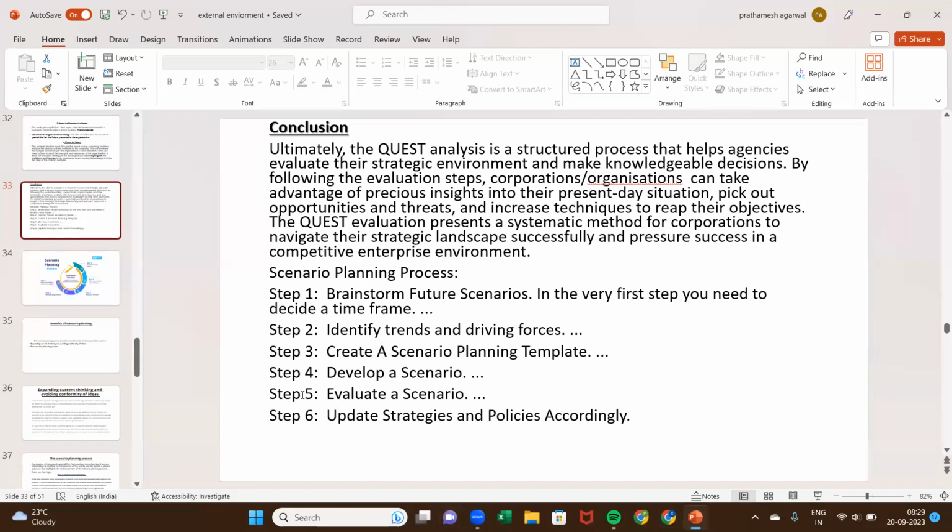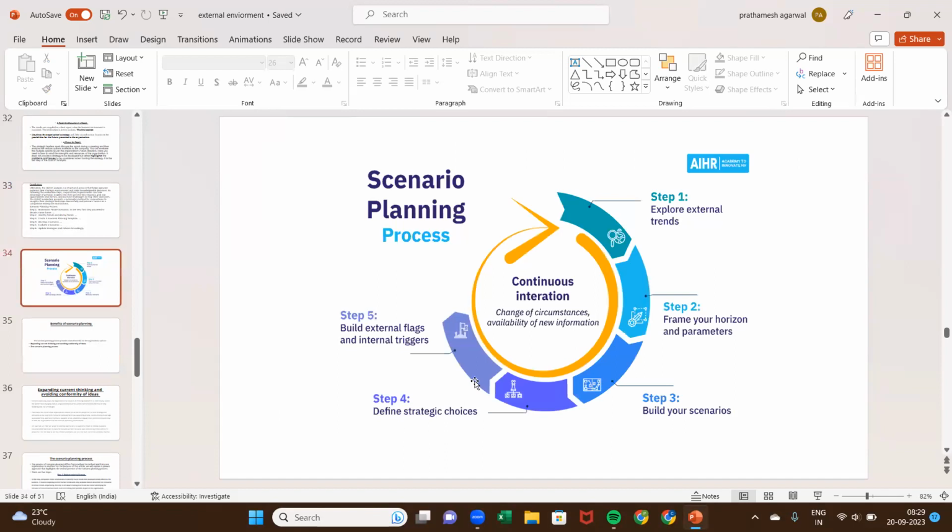Then we'll evaluate a scenario. This evaluation will not be 100% right because it is a future scenario, but we'll get at least some idea as to what can be the desired outcomes. Then update strategies and policies accordingly. Now let's see, it is a continuous iteration. Iteration means change of circumstances, availability of new information.